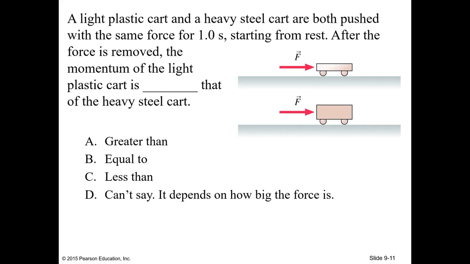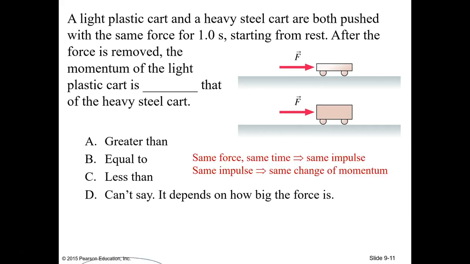So here we have a question. A light plastic cart and a very heavy steel cart are both pushed with the same force for 1 second, starting from rest. After the force is removed, the momentum of the light plastic cart is blank compared to that of the heavy steel cart. So go ahead and choose your answer. In this case, it is equal to.